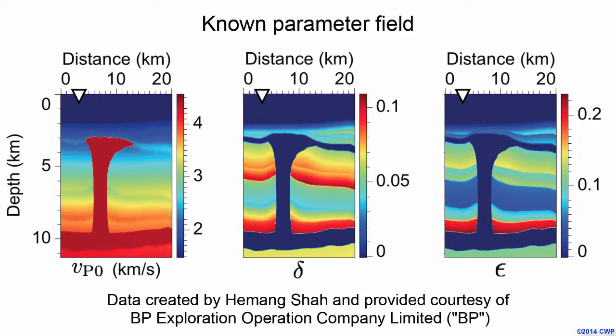So the white triangle you see at the top of these parameter fields indicates where I chose a CMP gather, and I chose a CMP gather there specifically because I'm trying to avoid any effects from the glaring salt body that you see in these parameter fields. The reason being is we want to try to approximate a horizontal layering, but still have anisotropy and vertical heterogeneity.